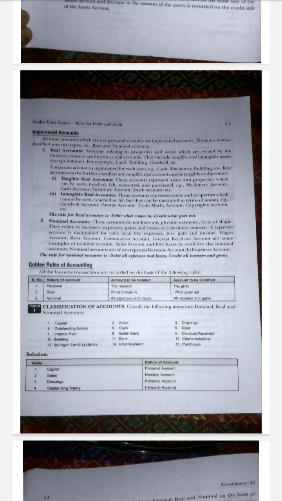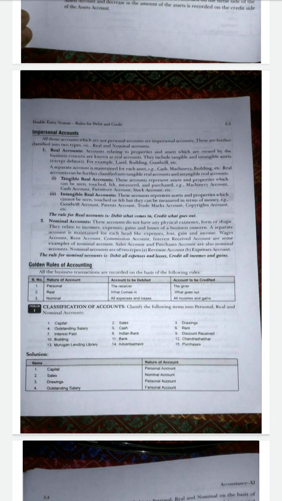Nominal account is also an impersonal account. Real account and nominal account come under the heading impersonal accounts, because these accounts are not related to a person. Nominal account is basically related to incomes or gains and expenses or losses. Two types of accounts are maintained under the nominal account: the revenue account and the expenses account. And the rule for the nominal account is debit all the expenses and losses, credit all the incomes and gains. Understood?